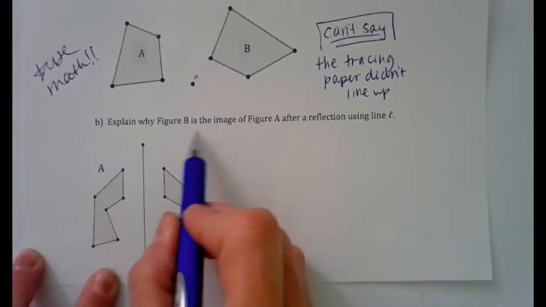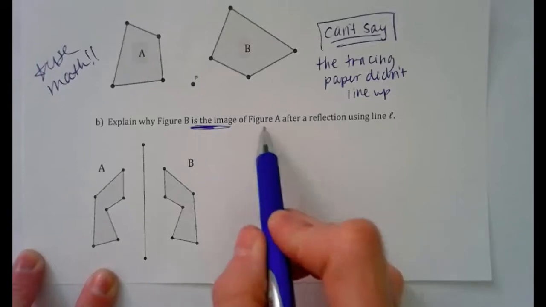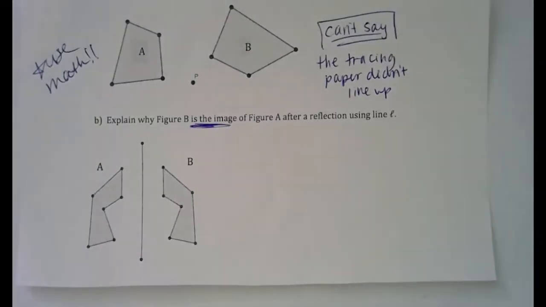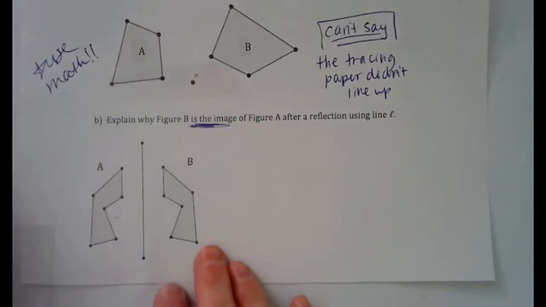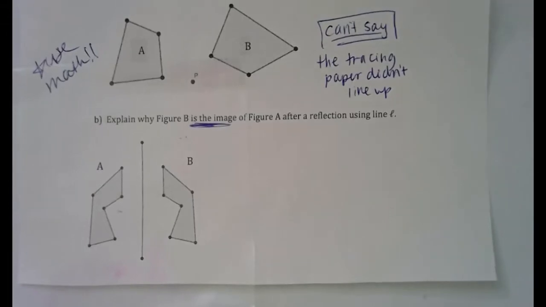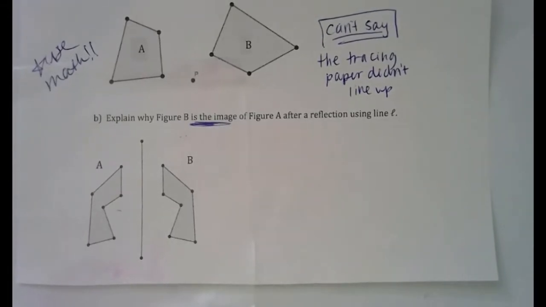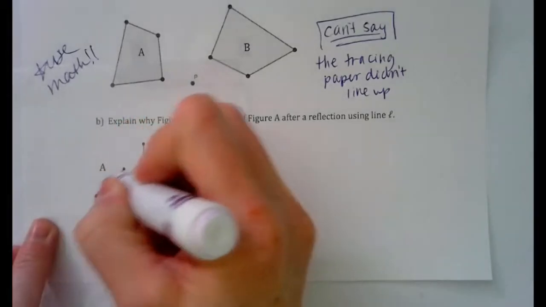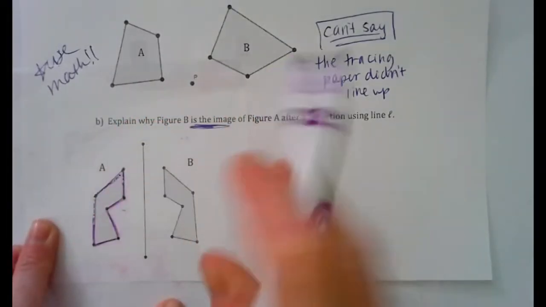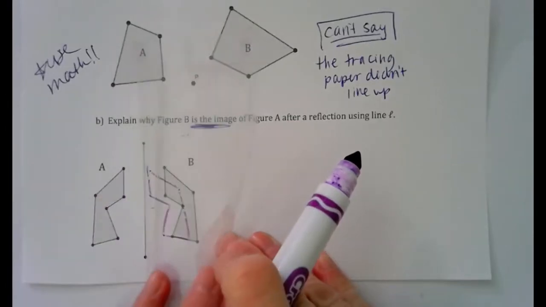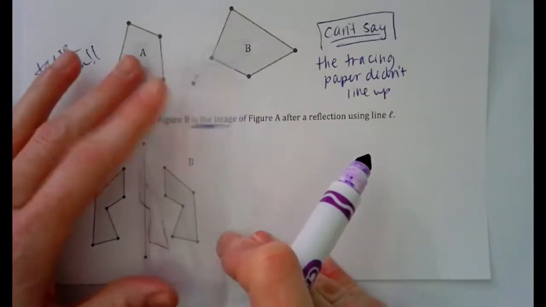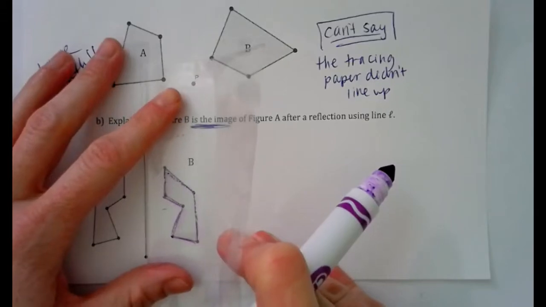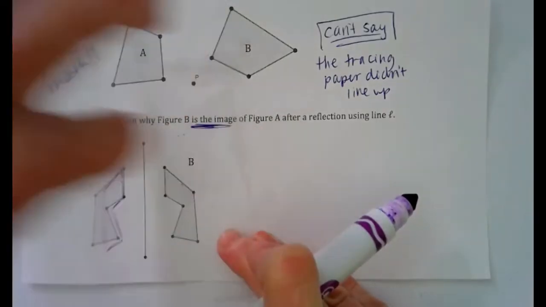B says, explain why figure B is the image of figure A after a reflection. Again, you can't say it's a reflection because the tracing paper worked. You need to give me some math. When you look at this, if you want to trace it, there's nothing wrong with tracing it. When you reflect, you can verify that yes, it does match up.